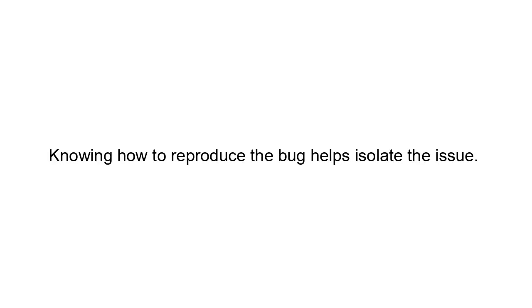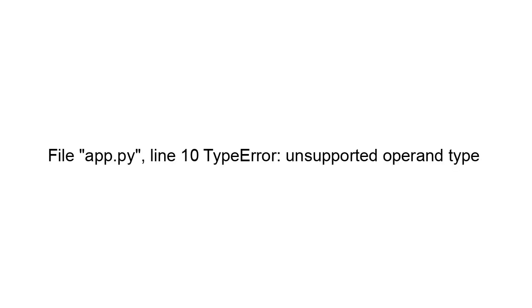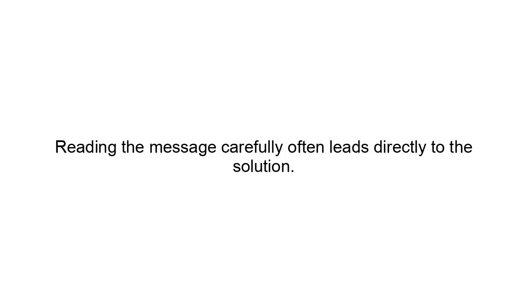Step 2. Read the error message carefully. Error messages provide important clues. Example, file app.py, line 10, TypeError: unsupported operand type. This message tells you the file where the error occurred, the line number, and the type of error. Reading the message carefully often leads directly to the solution.